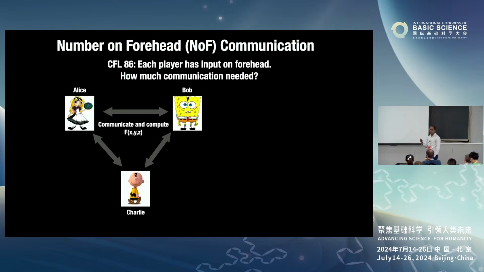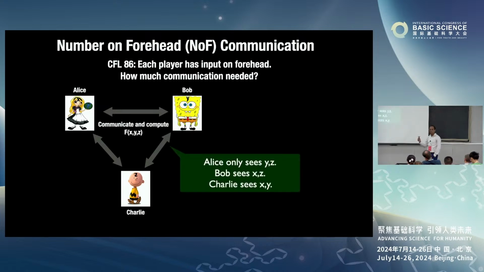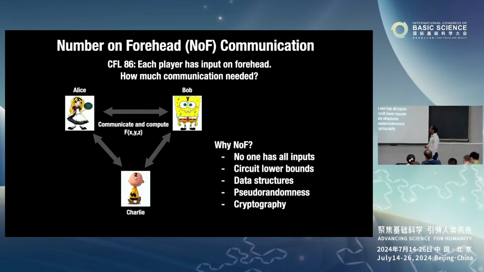And Charlie. Alice's computation is a function of the other two. So Bob is the same. So no one has all the input overlap to get a very non-trivial communication lower bound.